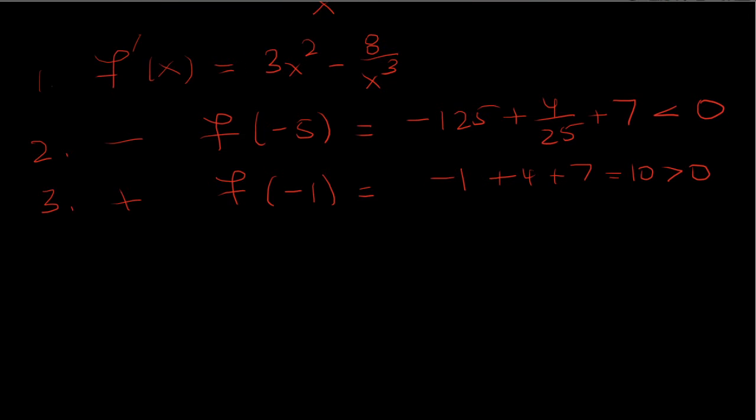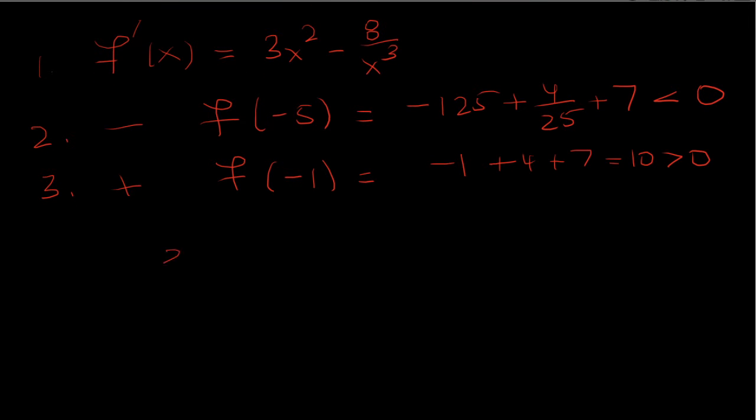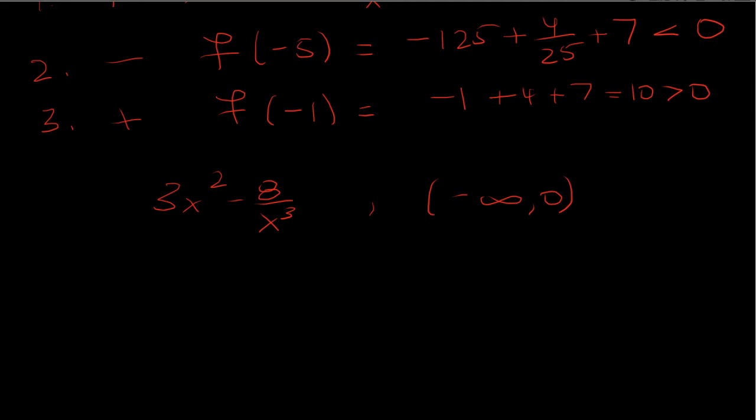Okay, another thing to notice, the derivative, 3x squared minus 8 over x cubed, in the interval between negative infinity to 0 is positive, because 3x squared is always greater than or equal to 0. But notice here that 0 is not included, and that's the only place where it's 0. So 3x squared is always positive then.